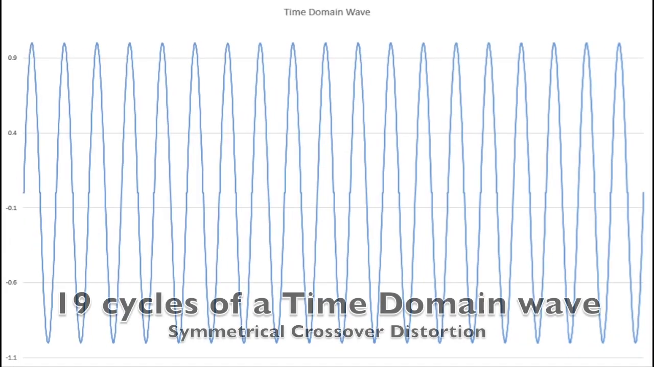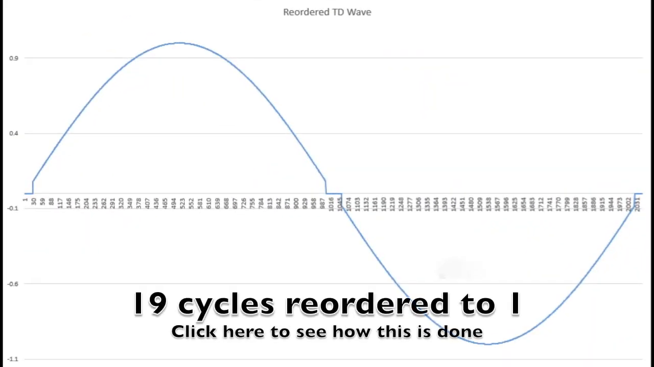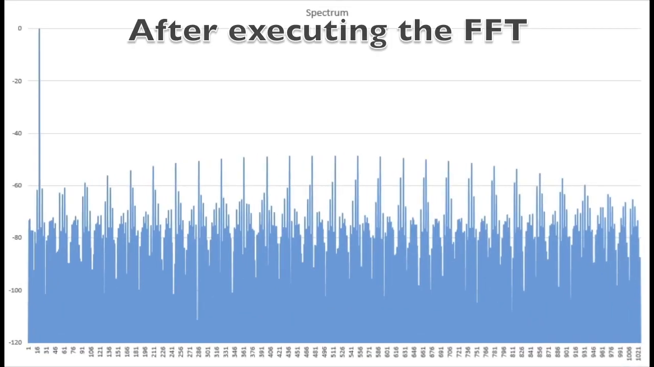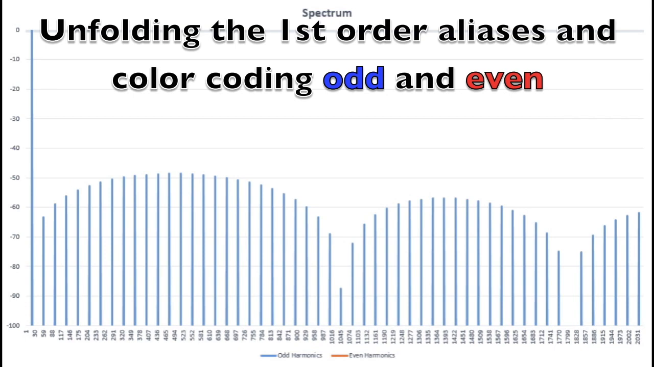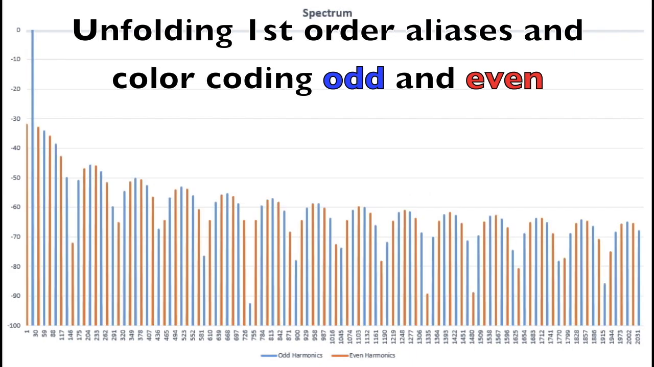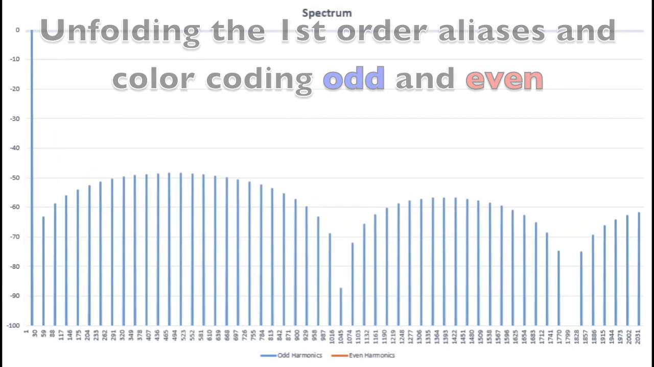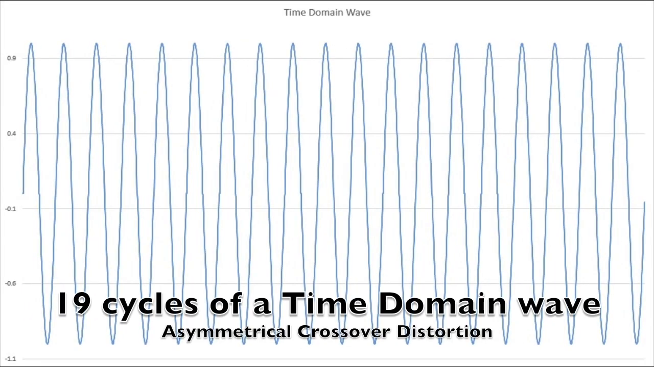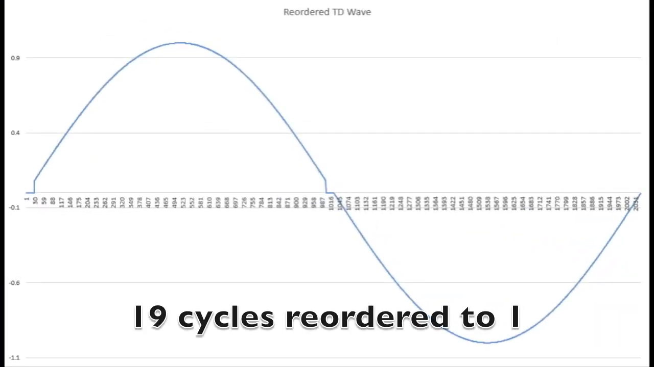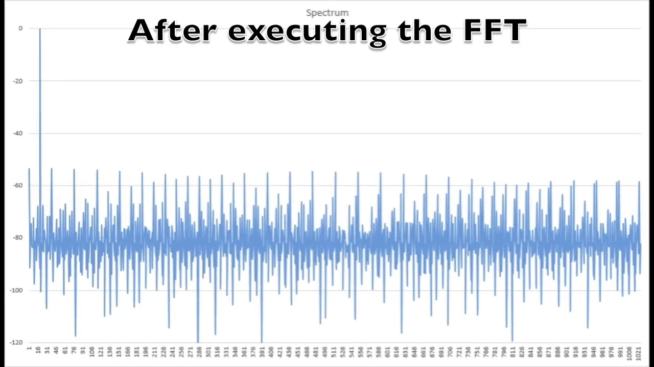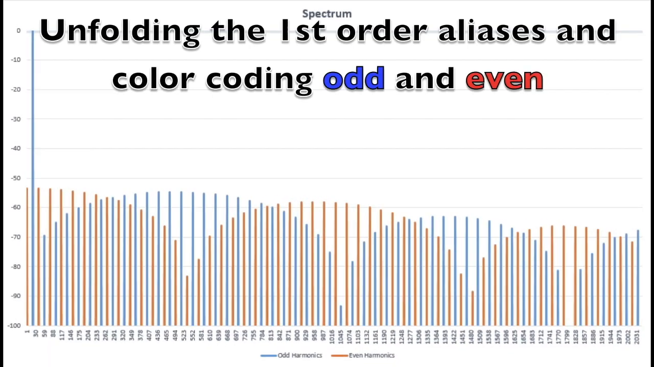Next I do a symmetrical zero crossing distortion, 19 cycles, reduce it to a single cycle. Then I do the FFT on it, and then I color code it after I have unfolded the first order aliases. And you can see very clearly that it looks different than it did with the previous distortion. Next I do an asymmetrical zero crossing distortion. I reduce it to a single cycle. I then do the FFT on it, and then I unfold the first order aliases and color code it.